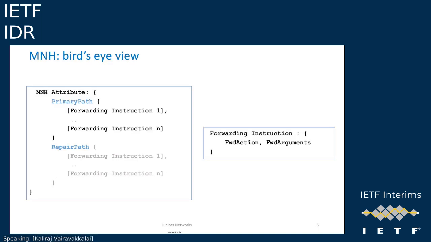So what does MNH look like? The unit of the MNH is a forwarding instruction, which has the forwarding action and the forwarding arguments. And the MNH attribute just contains the primary path and the repair path. The primary path has an ordered set of forwarding instructions, and the repair path similarly has a set of forwarding instructions. So that's what an MNH looks like.